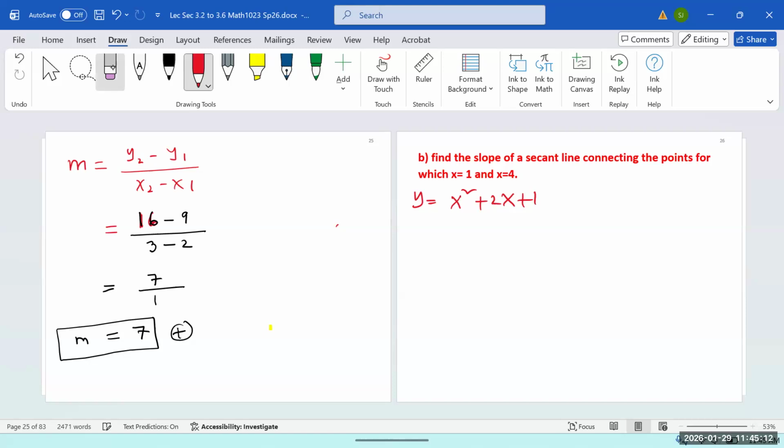X squared, yeah, sorry. My square is always like this, like I'm used to. Square. This also looks weird.